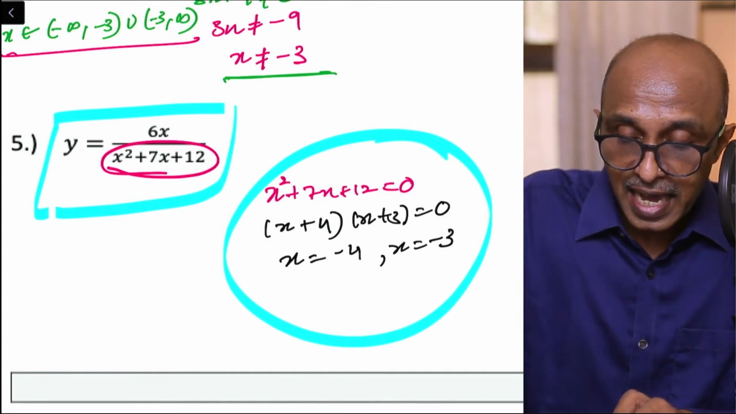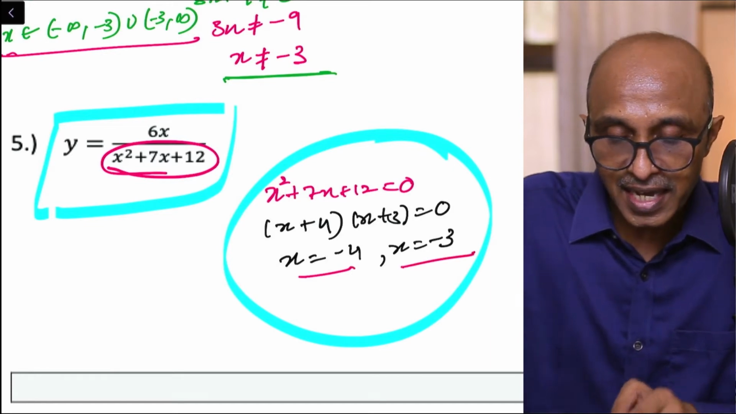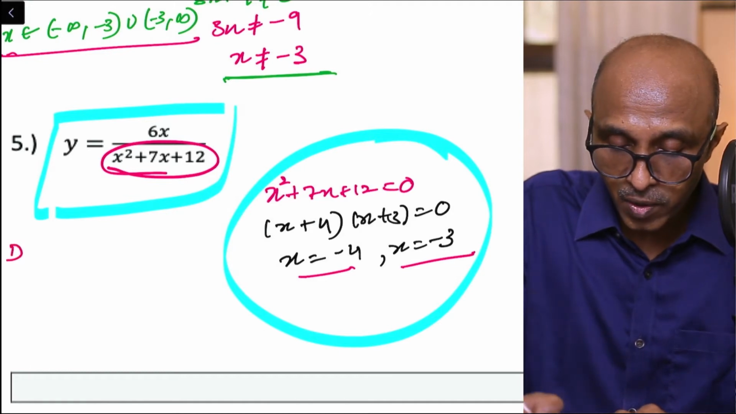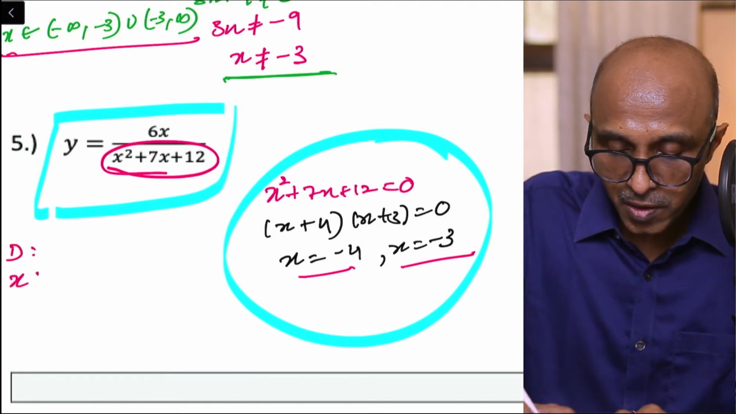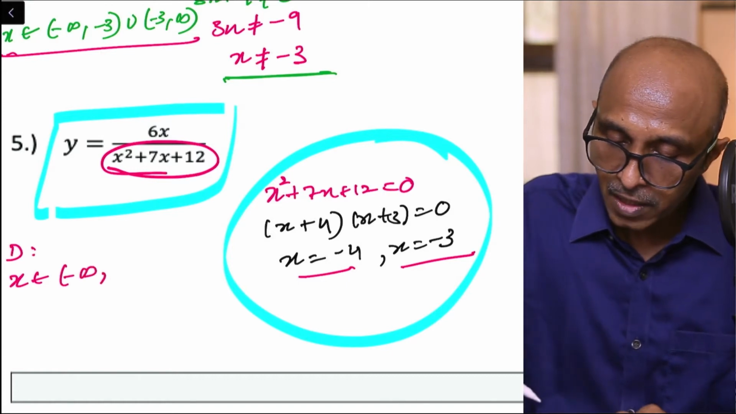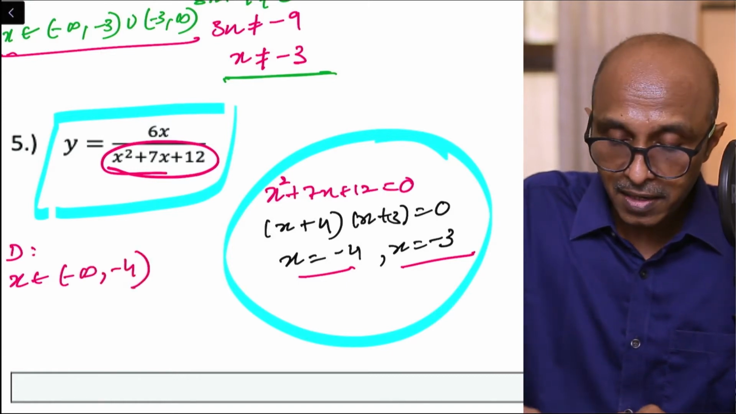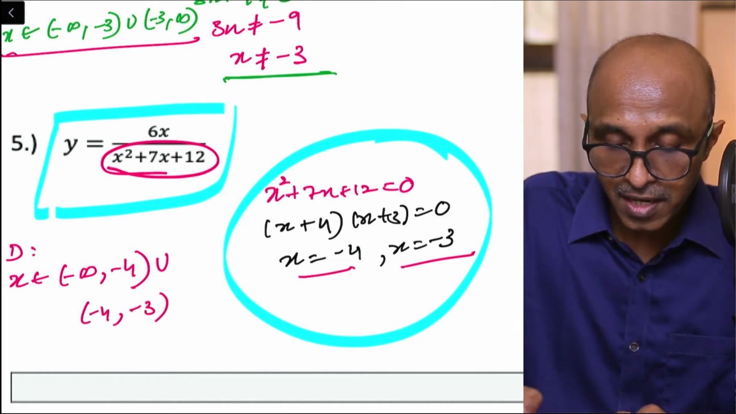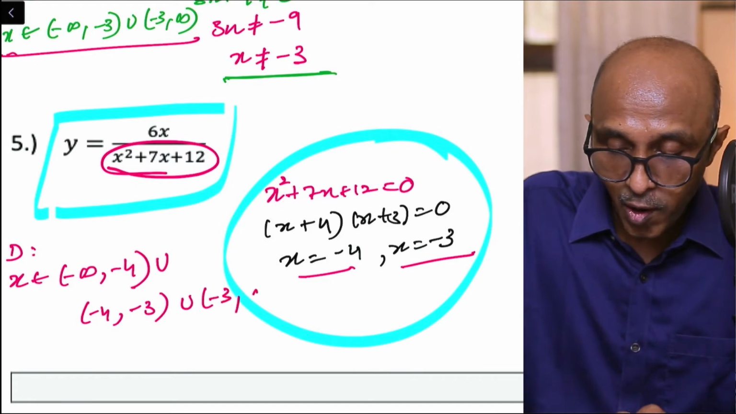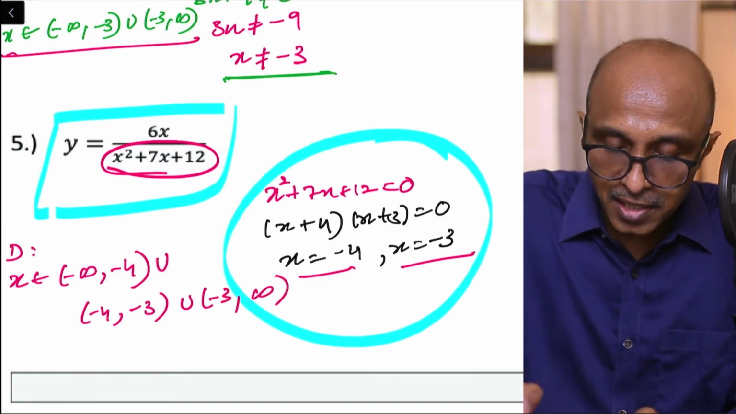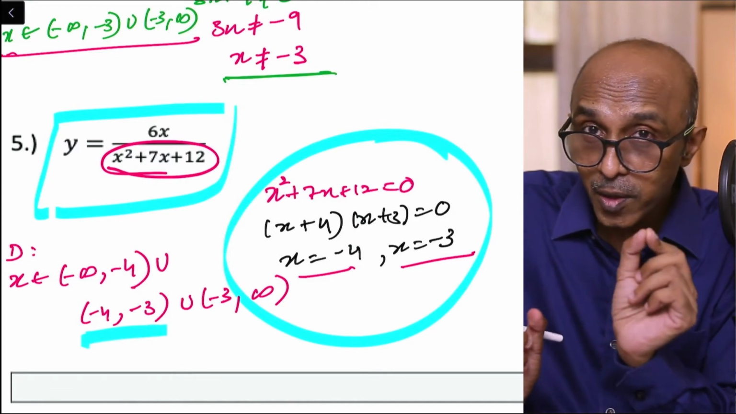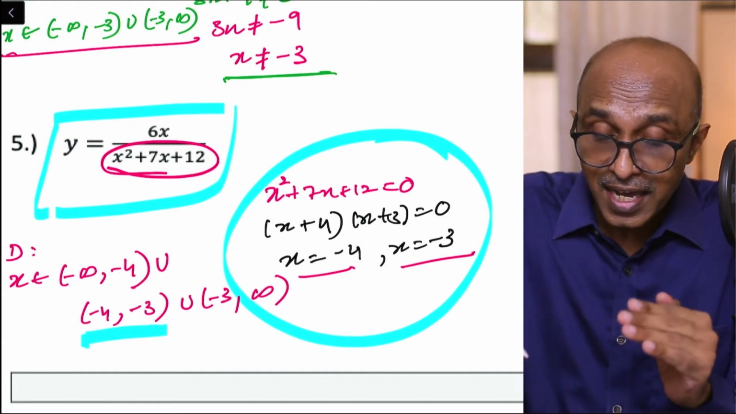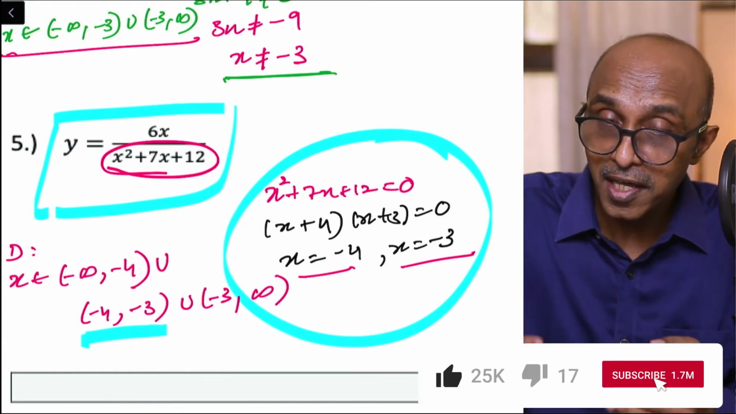So that means x equals -4 and x equals -3 are not allowed in the domain of this function. How do we write it in interval notation? Here we go. I write the domain is all x values in the interval -infinity all the way up to -4, but then union, watch out, I'm going to write in the next line, -4, -3, union -3, infinity. What this means is that -4 is not allowed and -3 is not allowed, but every real number in between -4 and -3 is included or allowed in the domain.